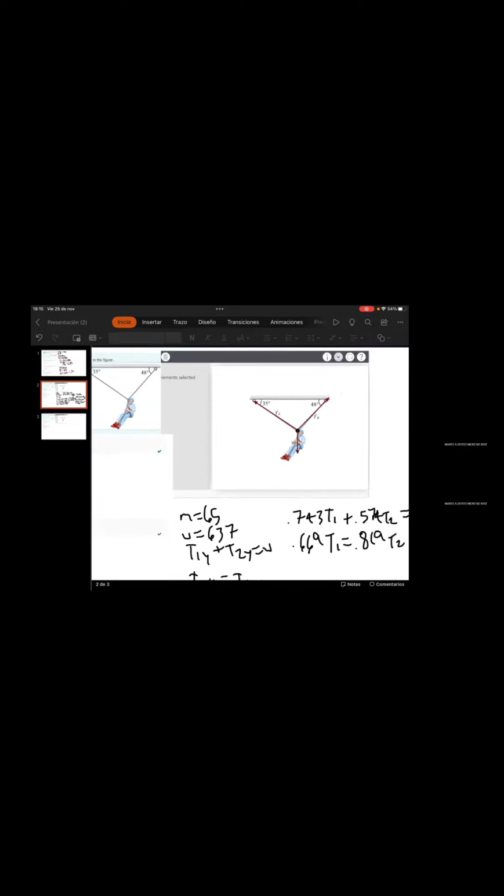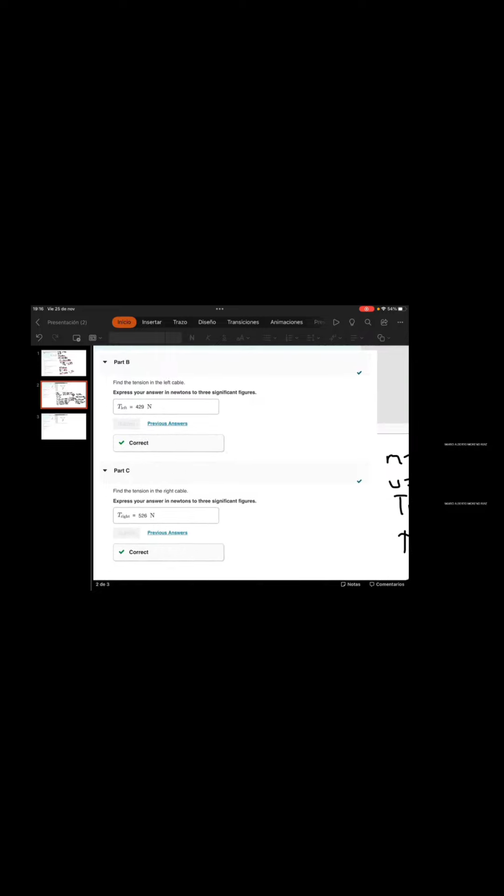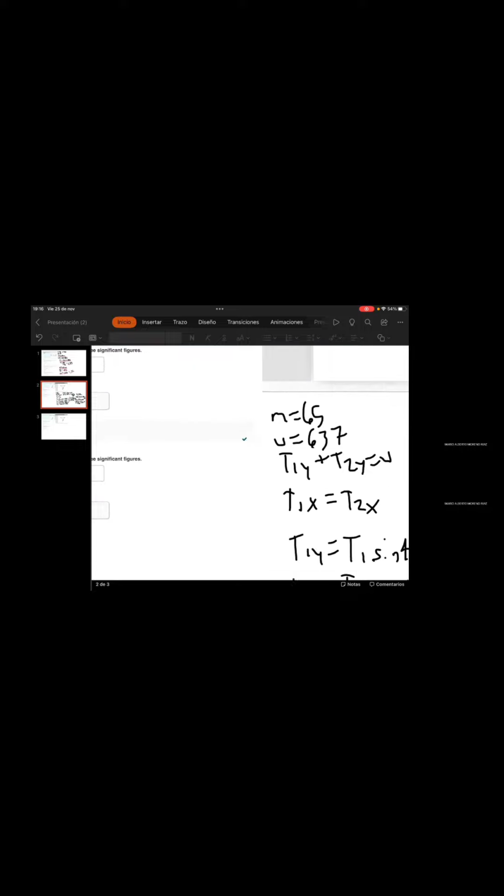Now we're going to go with problem number 10, that in the first part gives us the mass, and the first thing that it asks is for us to complete this free body diagram. It's simple. The weight always goes completely down. The tension to the left goes to the left rope, and the tension to the right goes to the right rope. Now part B asks us to find the tension in the left cable, and part C asks us to find the tension in the right cable.